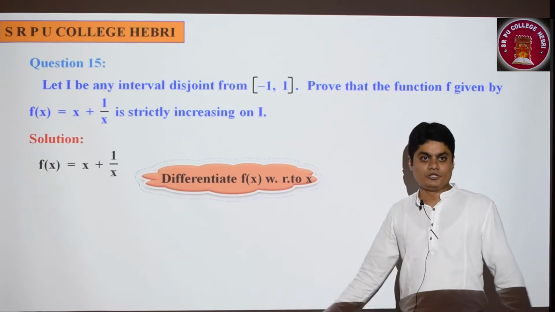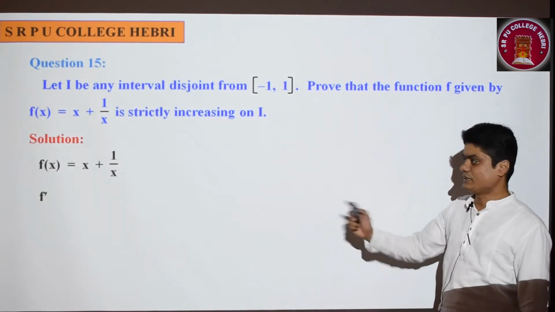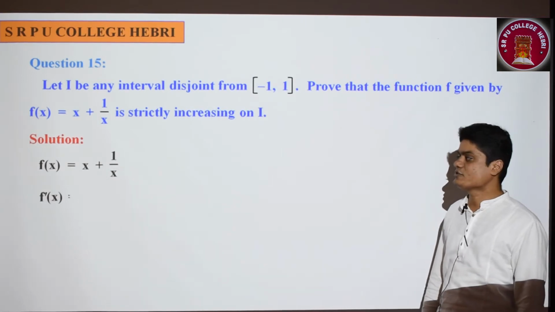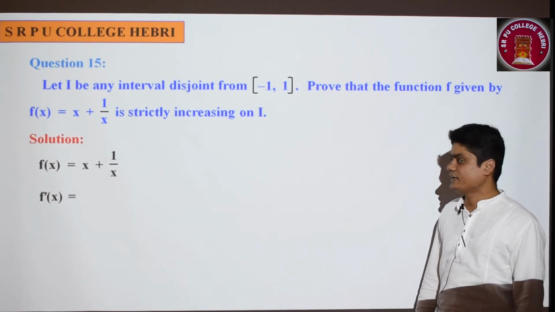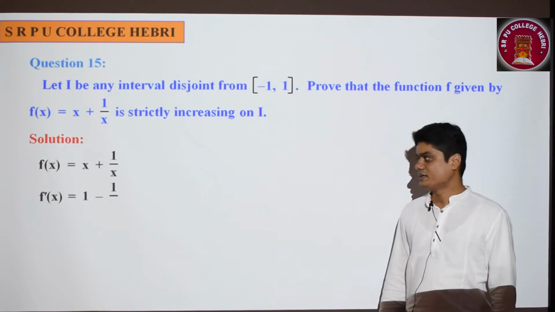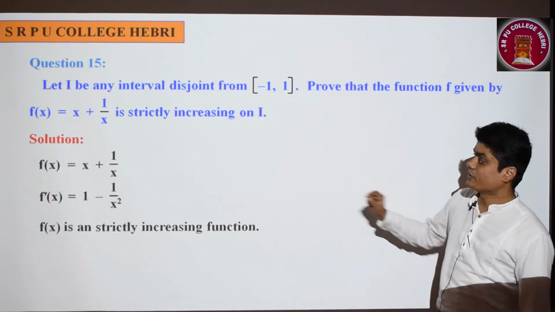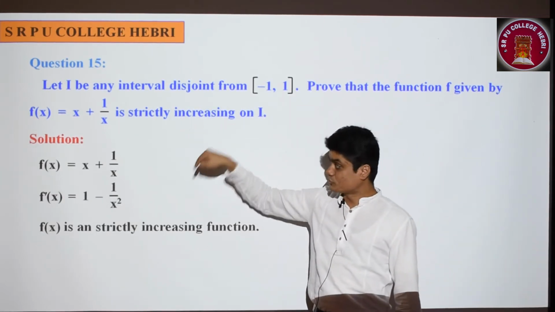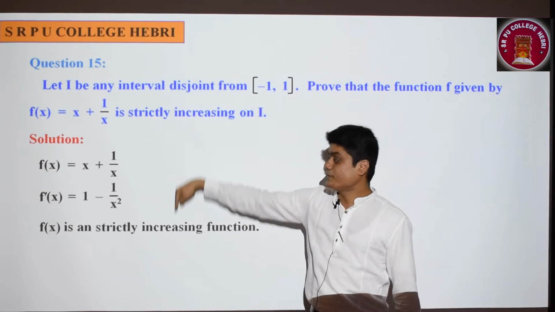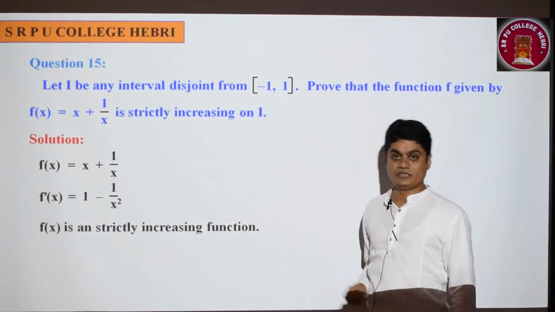As usual, the 1 mark work is to differentiate f of x with respect to x. What is f dash of x? Differentiation of x is 1. Differentiation of 1 by x is minus 1 by x square. Now differentiation is done. Now we have to find the interval, or we have to prove that this function is strictly increasing in the interval which is disjoint from this interval.